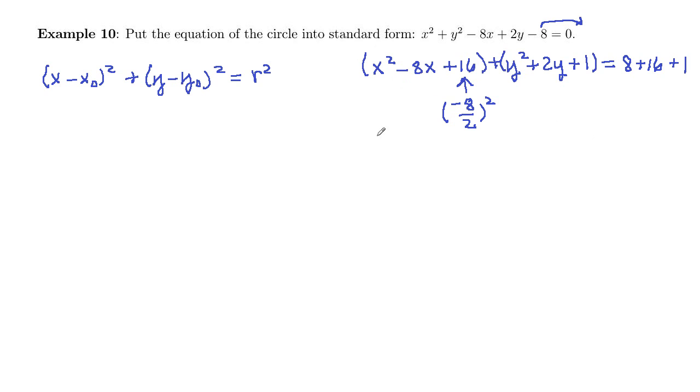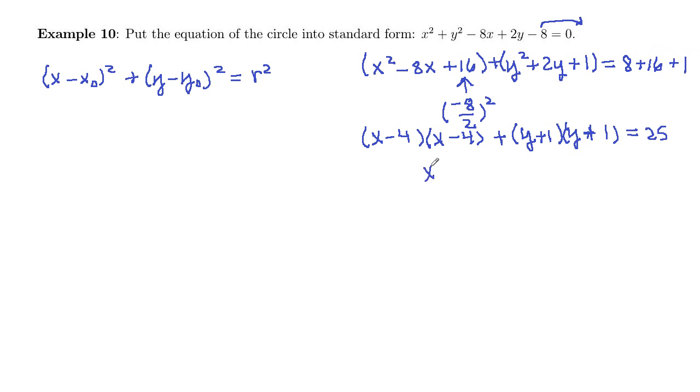So if you FOIL backwards here, x and x, and then you want factors of 16 that add up to negative 8: negative 4 and negative 4. So that's (x minus 4) squared. And then FOIL backwards here. y and y are your first terms, and you want factors of 1 that add up to 2. That's going to be 1 and 1. So that's (y plus 1) squared. And then 16 and 9 is 25.